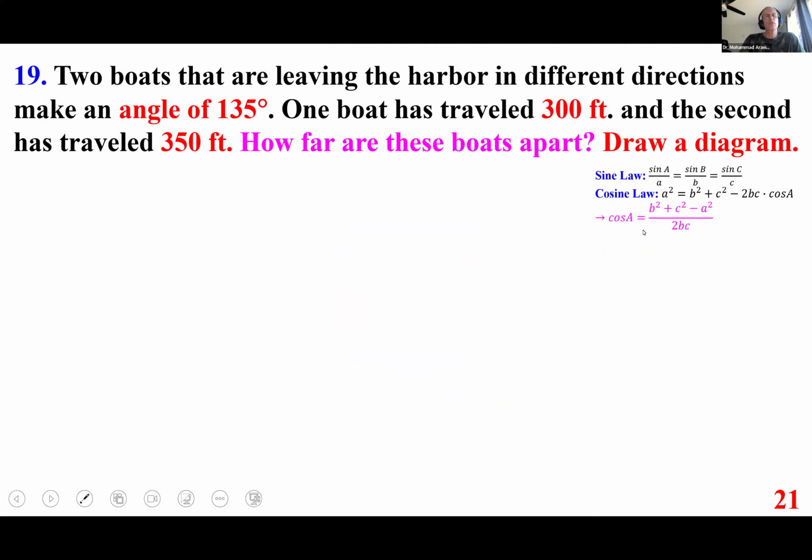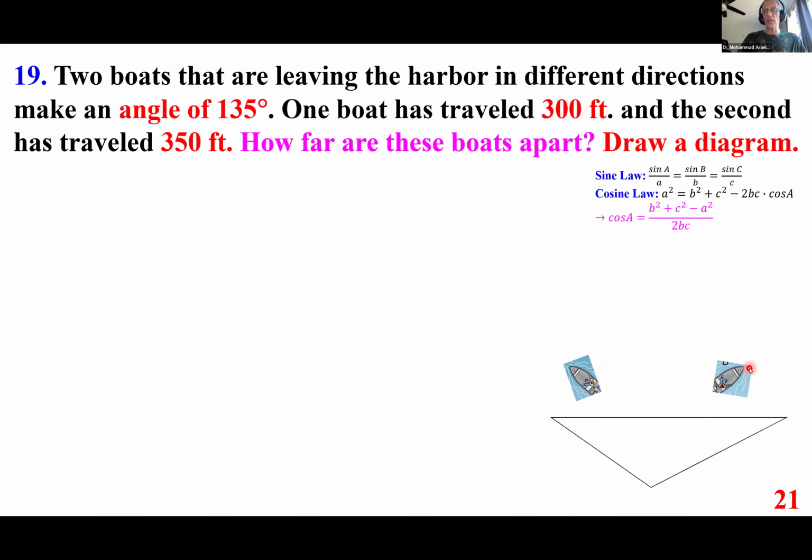So here's an example we've seen before. Two boats are leaving the harbor in different directions. They make an angle of 135 degrees. One boat travels 300 feet and the second one 350 feet. How far are these boats apart? Draw a diagram. So one is going this way, one is going that way.